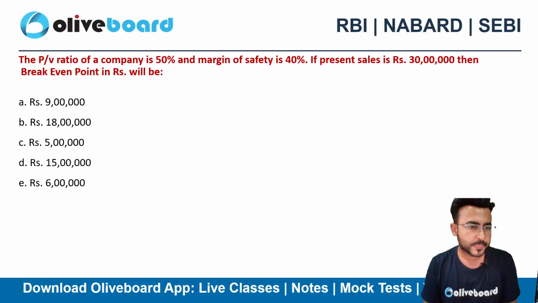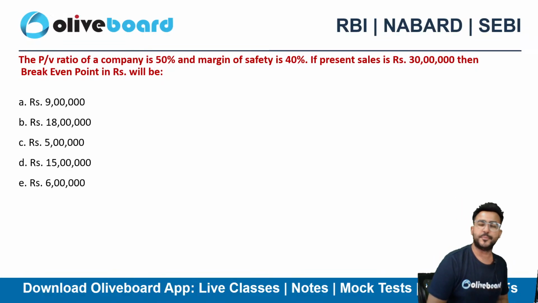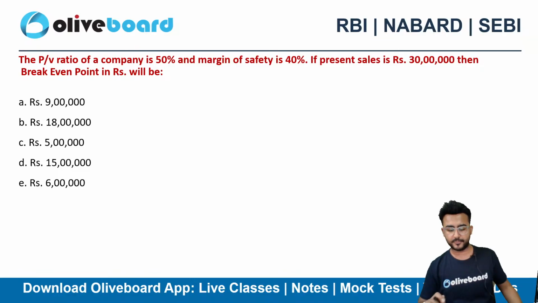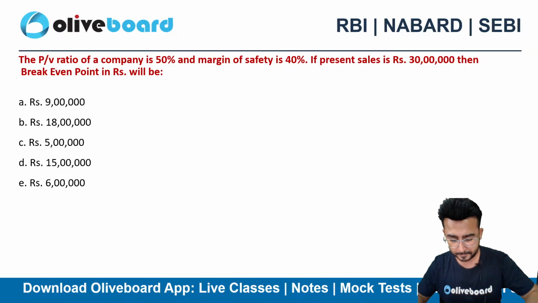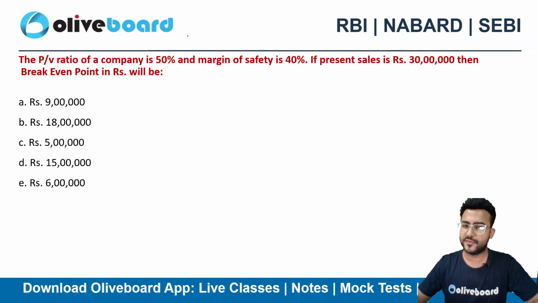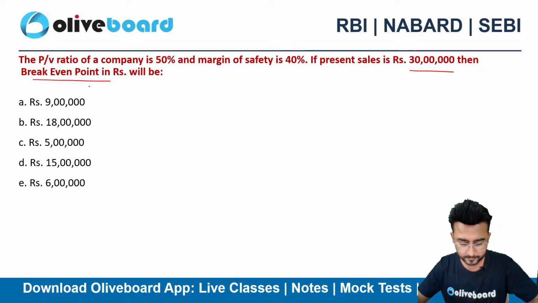Next question. The PV ratio of the company is 50%. The margin of safety is 40%. If the present sales is 30 lakhs, then what will be the break-even point? PV ratio 50%, margin of safety 40%, total sales 30 lakhs. What will be the break-even point in rupees? Simple question, only if you know the relationship. Otherwise, it will be difficult.